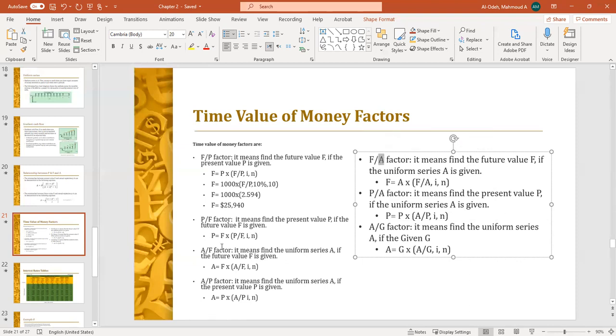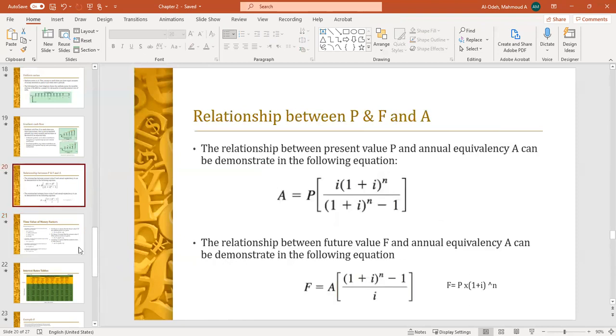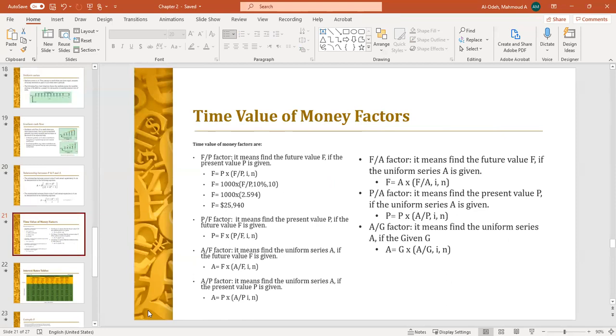So now, how can we derive these factors? Again, one way is based on the equations, and another way of conducting the whole economics and cost analysis is using the factors, which is important.